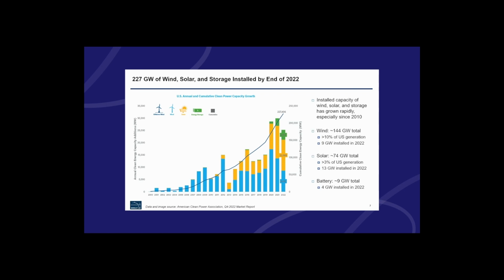Wind energy alone represents roughly 10% of our US electricity generation, and utility-scale solar represents about 3%. Distributed, kind of rooftop solar represents another percent or two. And then we have about 9 gigawatts of battery installed, and you can see how many gigawatts were installed just in 2022. I don't know if my pointer's working, but yeah, so 9 gigawatts of wind, 13 gigawatts of solar, and 4 gigawatts of battery. So we're doing pretty well. Again, to meet the target, we do need to accelerate.